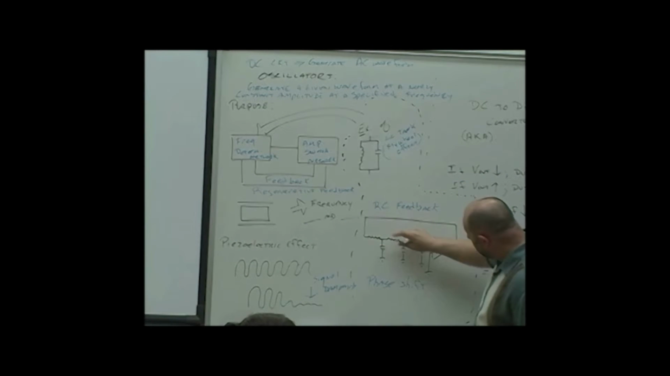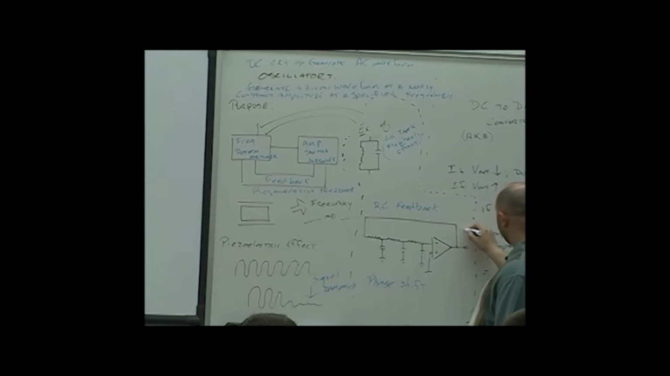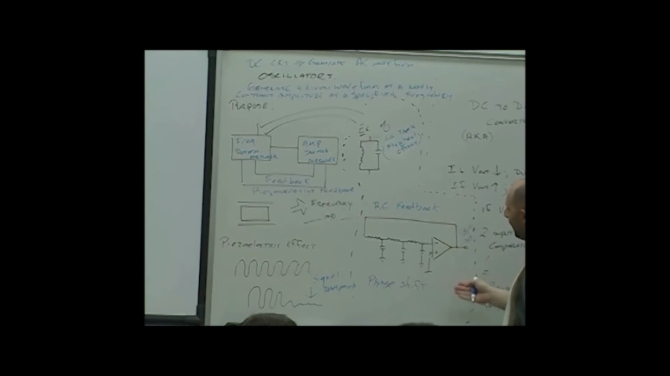And each little network here, if you will, 60 degrees, 60 degrees, 60 degrees, is going to phase shift. Have an op amp feed it back into itself. Since it's my inverting input, it's 180 degrees out, but it's going to just keep feeding back into itself. So this is another example.